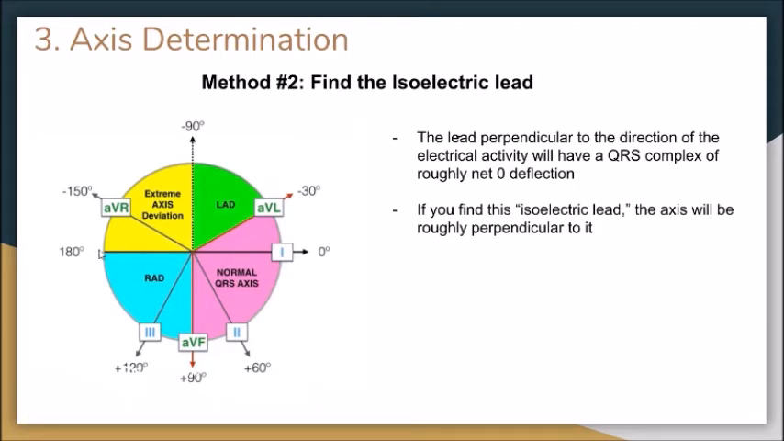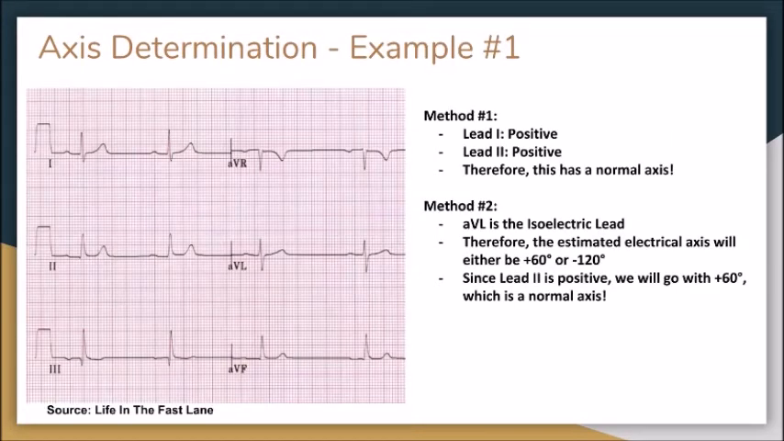So now the question is, how do we know if it's 0 degrees or 180 degrees? Well, we can just look at lead 1, right? If it's positive, that means it's going directly towards lead 1, and we know that it's a normal axis. And if lead 1 is negative, we know it's 180 degrees, so it's a deviation. And we're going to go over this in 2 examples so we get some more practice. Let's take a look at our first example.